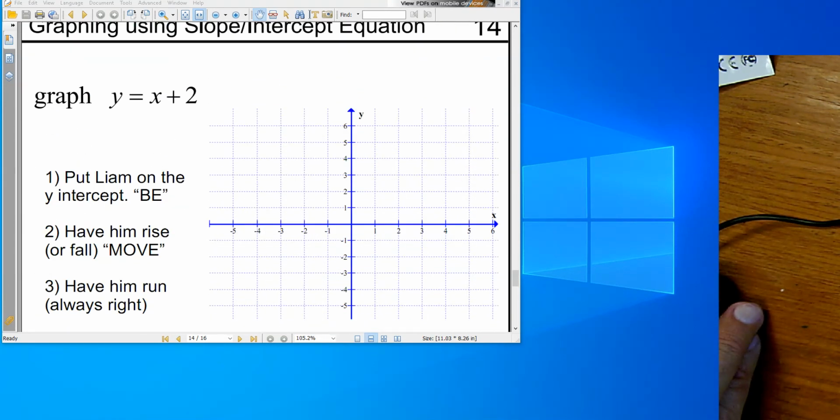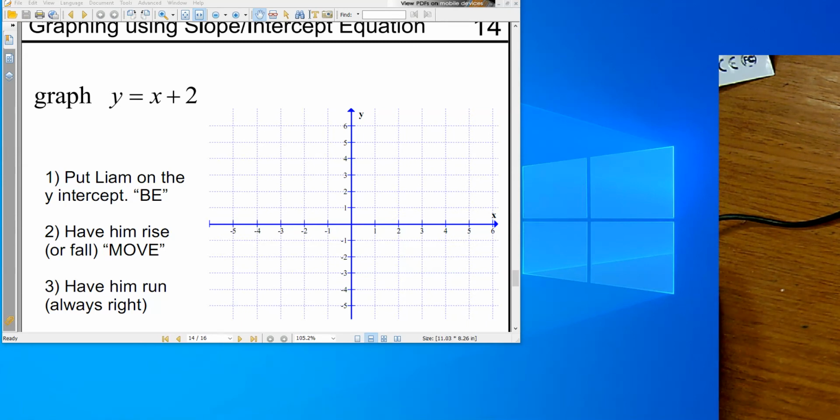Let's do another one. Where does Liam want to be? Liam wants to be right here at 2, so he goes up to 2. He always starts on the y-axis. How does he want to move? Well, what number's in front of this? There's a 1 in front of this. And what's that over? It's over a 1. He wants to go up 1, right 1, up 1, right 1, and he can continue the pattern in the opposite direction also.